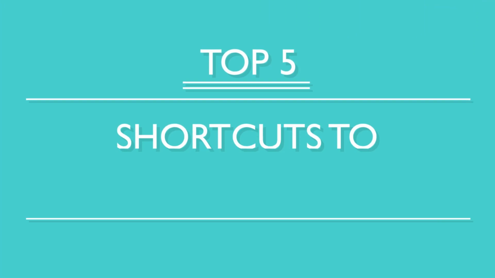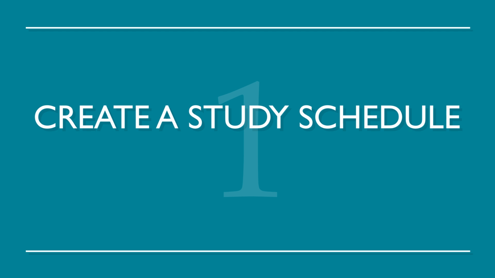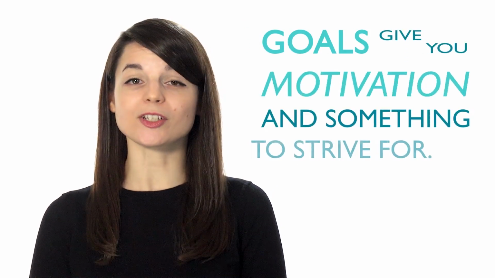You've decided to study a new language, so now what? Well, you want to become fluent fast, right? Here are the top 5 shortcuts to learning a language. Number 1. Create a study schedule and set some goals. Many language learners are unorganized. Creating a schedule allows you to free up time to study consistently. Goals give you motivation and something to strive for.